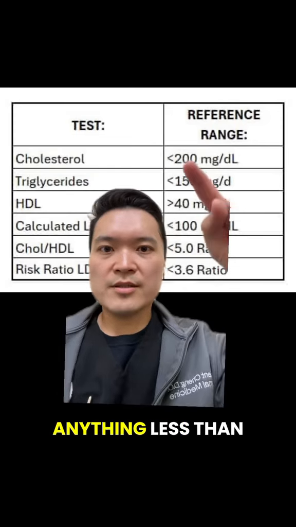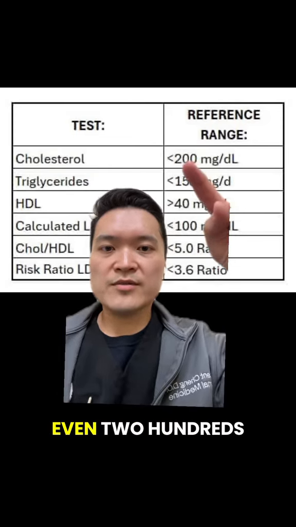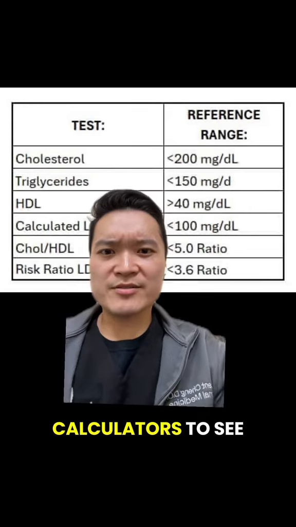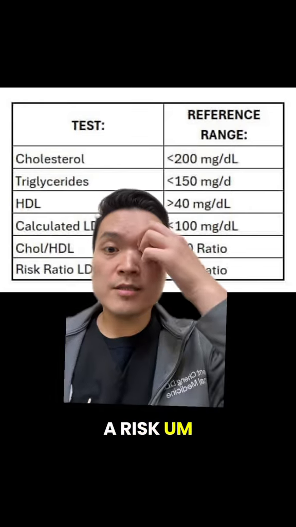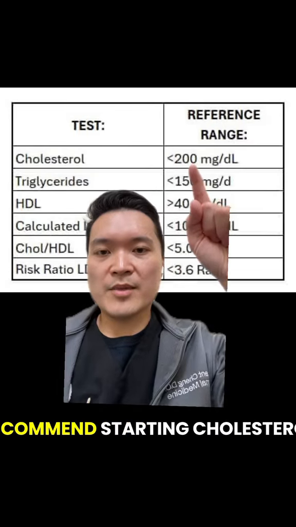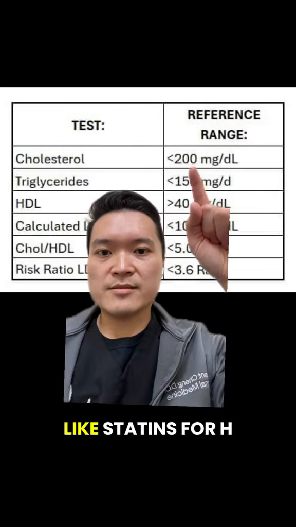For cholesterol, anything less than 200 we're okay with. Even 200s we're still usually okay with. We use other calculators to see how high of a risk patients are at. But if this number is over 300, typically we will recommend starting cholesterol-lowering medications like statins.